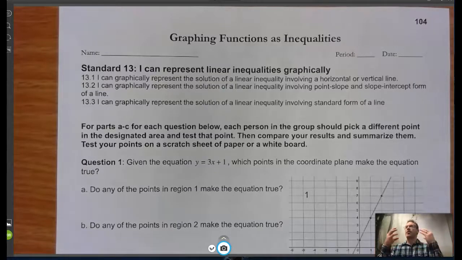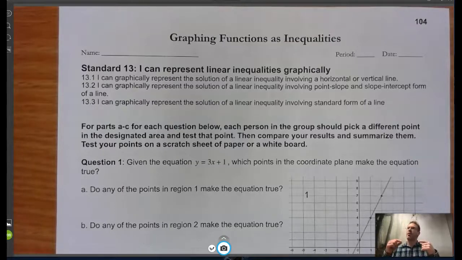So this lesson is going to focus on graphing linear inequalities. You can look at our standard there, 13.1: I can graphically represent the solution of a linear inequality involving a horizontal or vertical line, involving point-slope and slope-intercept form, and also standard form. So really, what this lesson is going to center on is, can you graph linear inequalities of all forms? Vertical lines, horizontal lines, and then all three forms of our other types of lines.